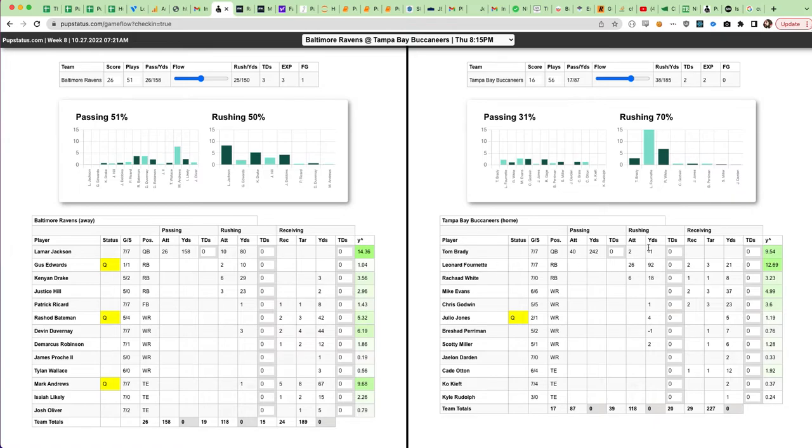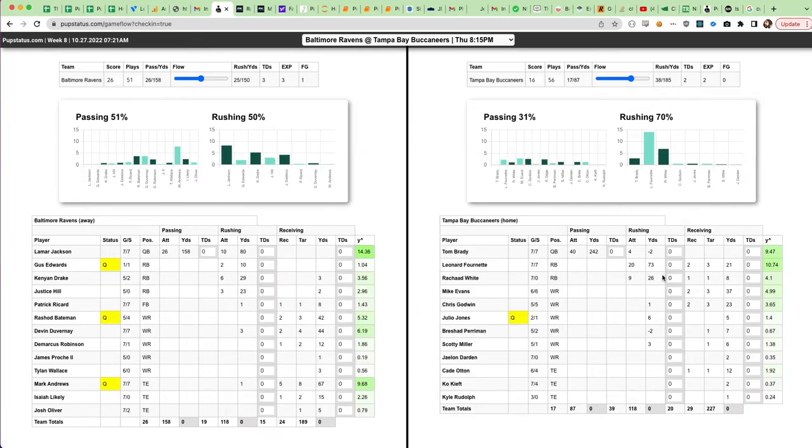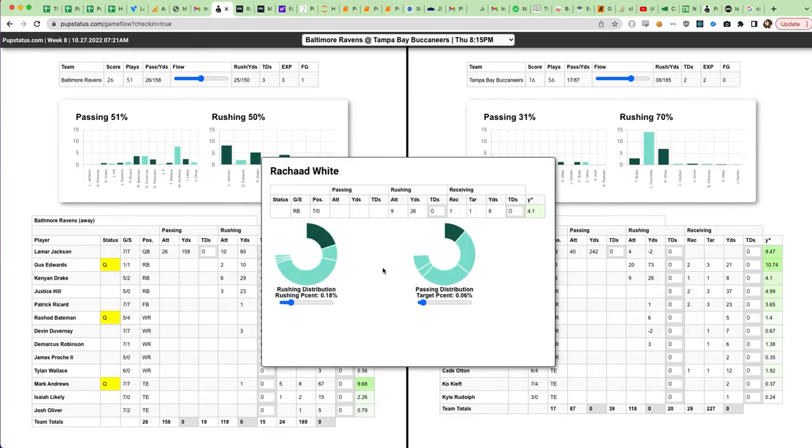And you can adjust. So here we have 26% or 26 rushes for Leonard Fournette out of 38. Maybe we think he's going to be a little bit less than that. You can click in here and take down his distribution a little bit, and that'll actually bump up Rachaad White a little bit, give him a little bit more touches. Or you can just come from here and do the same thing, bump up his rushing percentage.